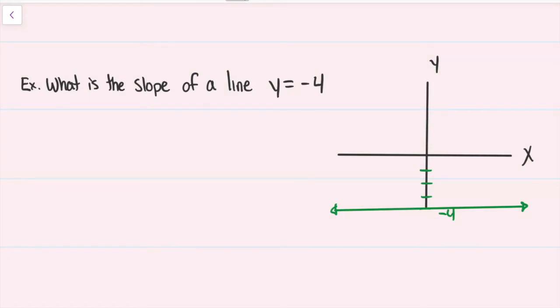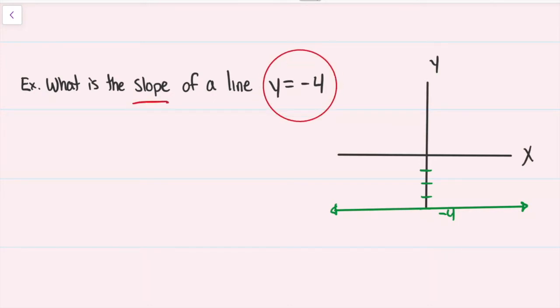Okay, guys, now we're going to look at slopes, but we're also looking at vertical and horizontal slopes. We're talking about slopes that are completely flat or slopes that are completely up like a wall. So in this case, look at this one. What is the slope of a line y equals -4?